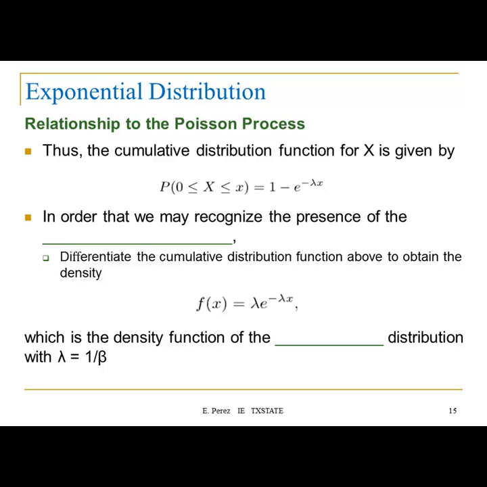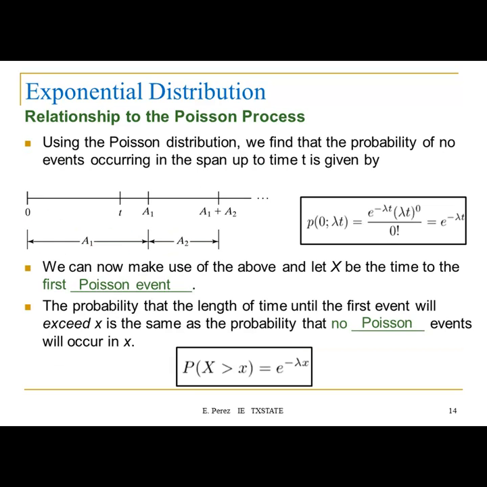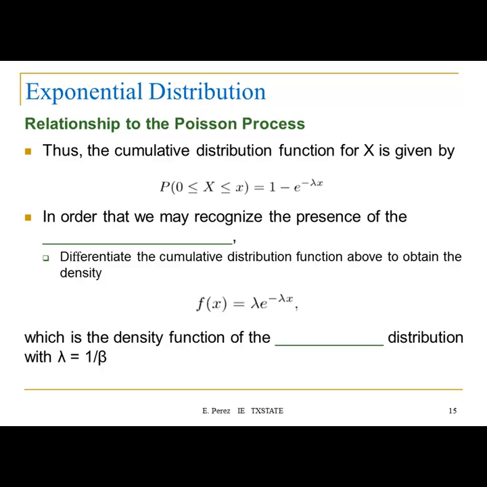So, the cumulative distribution function for x is given by this. So instead of looking at x greater than x, we look at the complement, then we have 1 minus e to the minus lambda x to find the probability of x being within 0 and x.